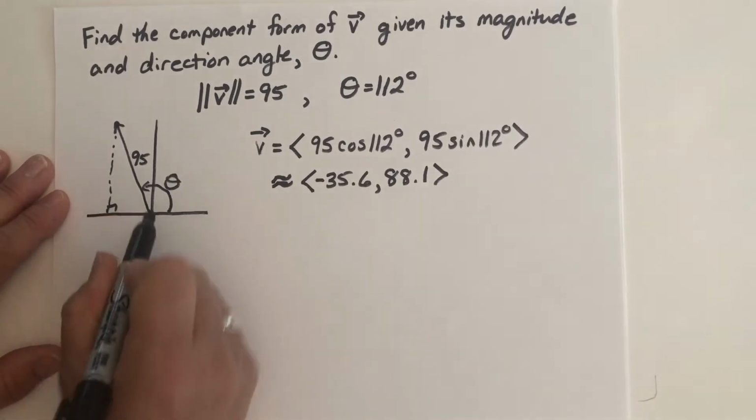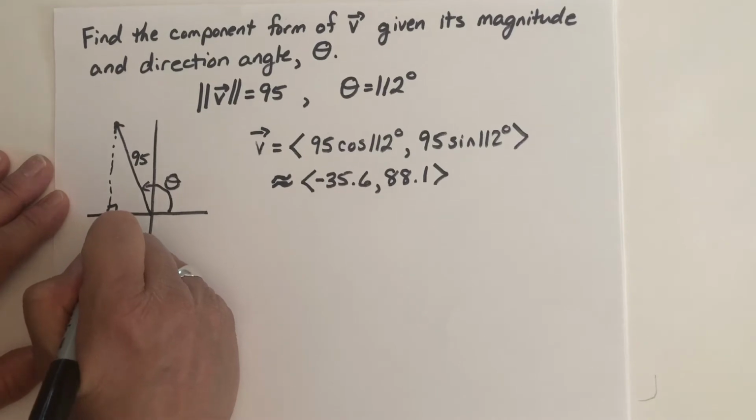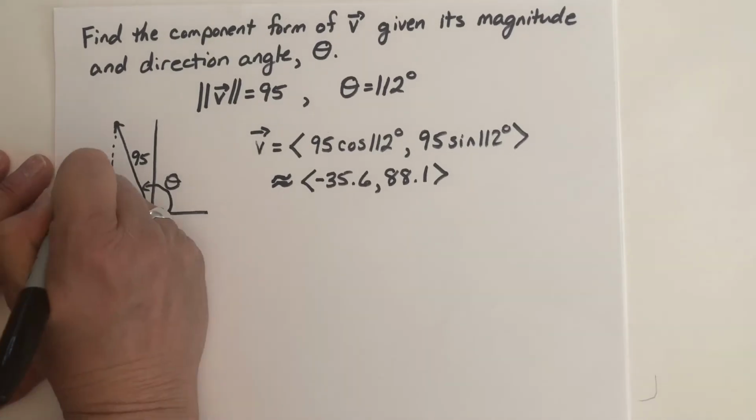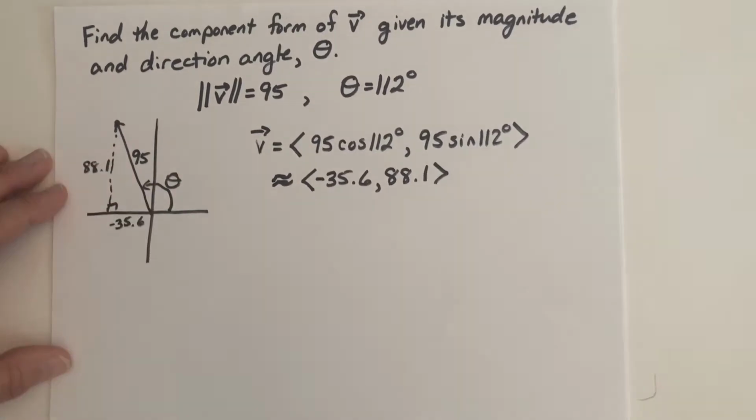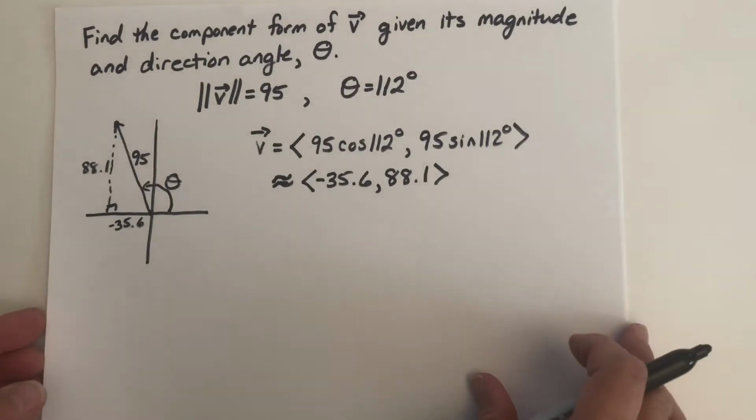If this length is positive 95, then this length is negative 35.6, and this is 88.1. And so it seems about right. So I have some confidence that my answer is correct. Let's do another problem.